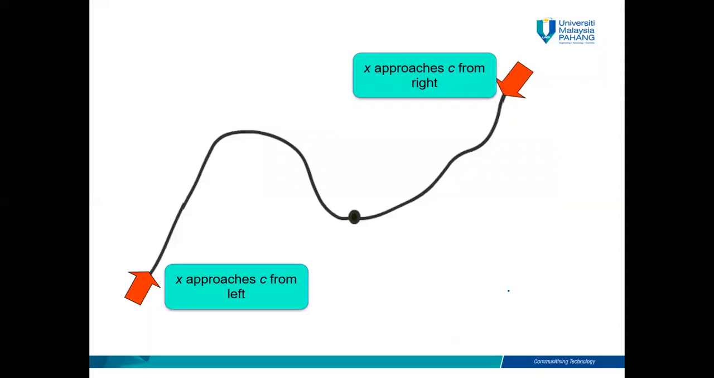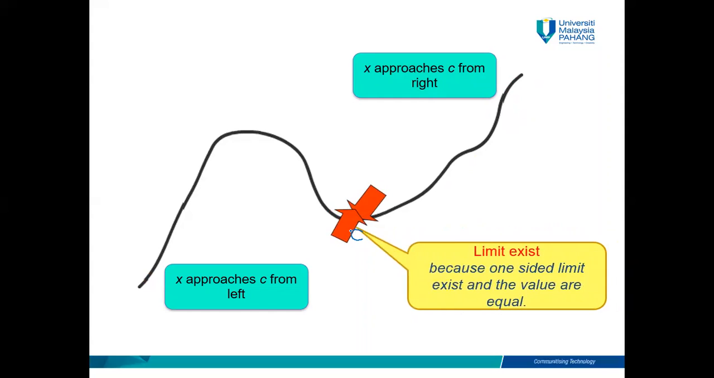Alright, let's see the idea. This point is your c, a point on a graph. c is a constant value, which is a point on a graph. So when x approaches c from the right and when x approaches c from the left, the limit exists, because the left limit is equal to the right limit.